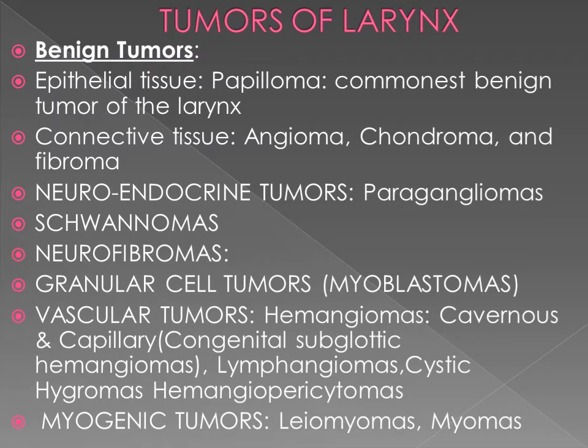Tumors of the larynx. To start with, the benign tumors, where there are epithelial tissues like papillomas, which is the commonest benign tumor of the larynx. The connective tissue tumors like angiomas, chondromas, neuroendocrine tumors like paragangliomas, and schwannomas, neurofibromas, granular cell tumors, and vascular tumors, which is quite important, and myogenic tumors like lymphomas and myomas.